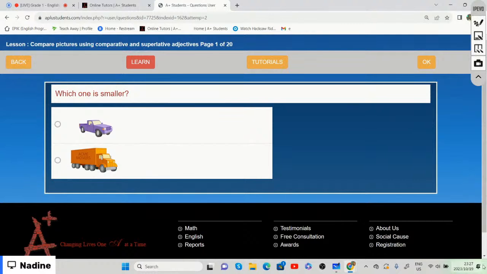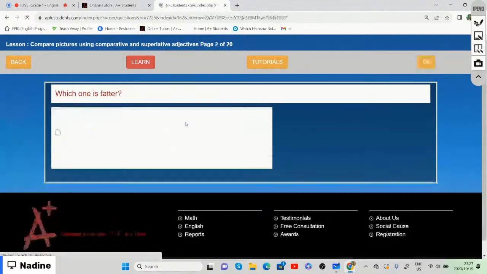All right, so if we choose the form of transport that is smaller, we can choose the top one, the proper one, right? That one is smaller than the truck.